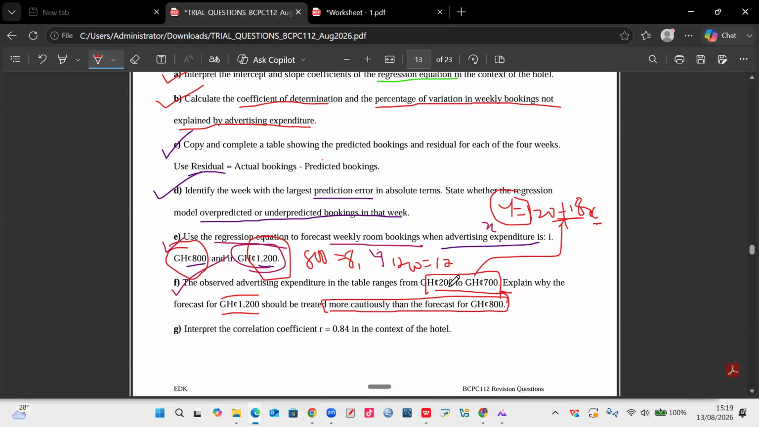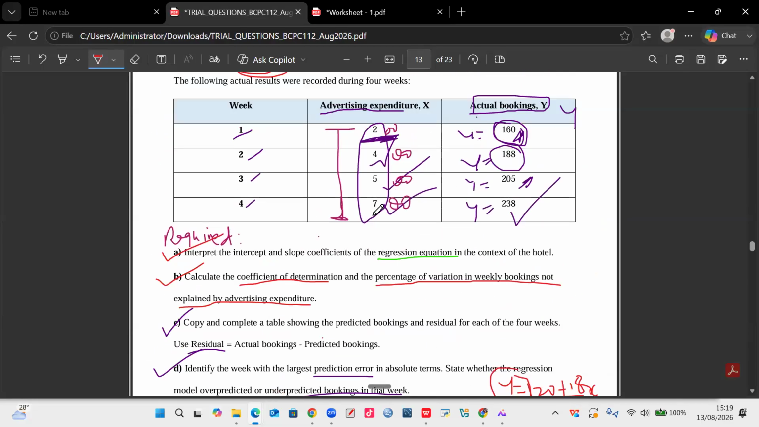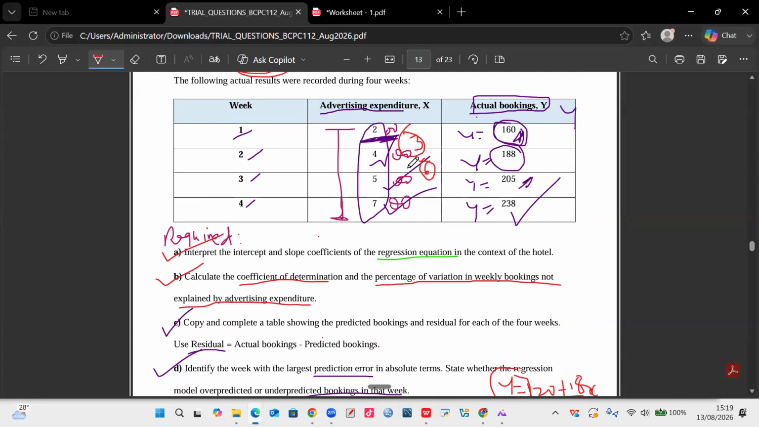Let's look at the table. We have 2, 4, 5, 6, 2, 5, 4, 5, 7. Do you have 3 in the table? No. Does it fall within the range? Yes. Do you have 6 in the table? No. Does it fall within the range? Yes. Do we have 5.5 in the table? No. But does it fall within the range? Yeah. So mostly when we have the model, we should use it to compute values within the range.